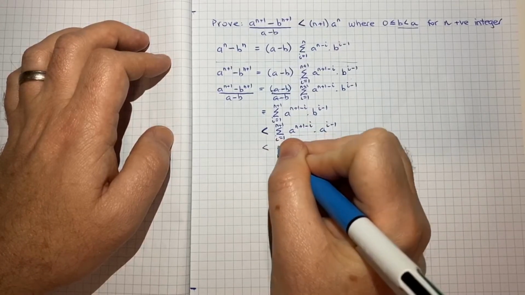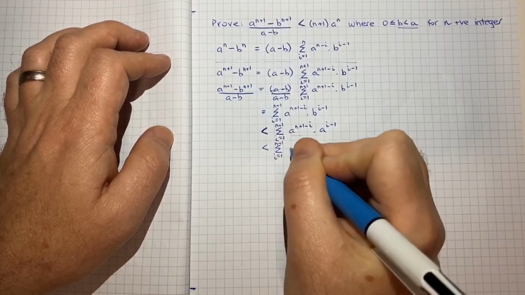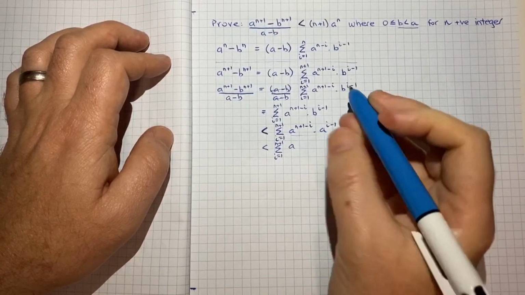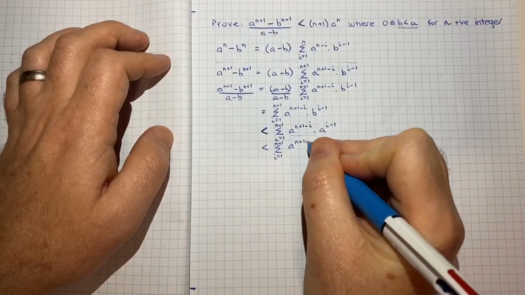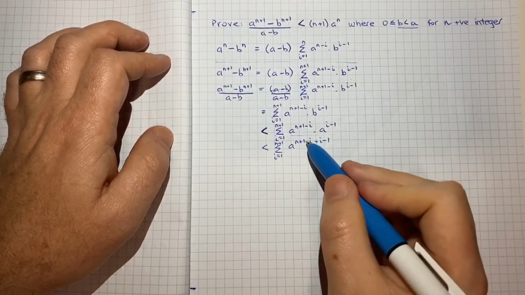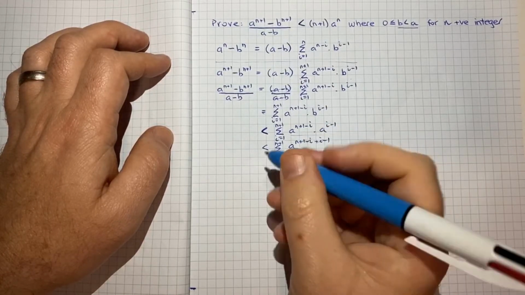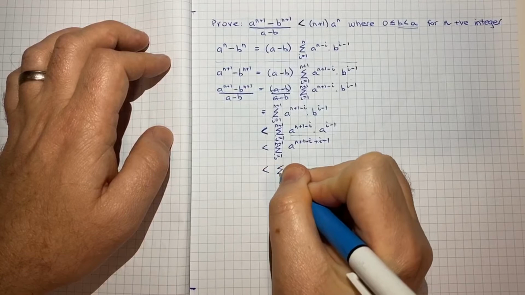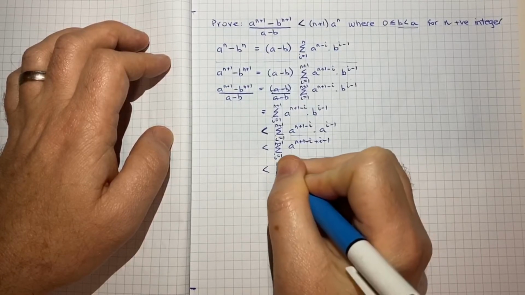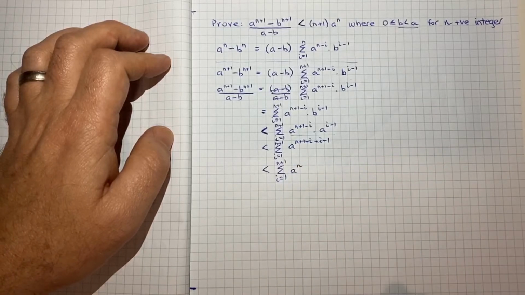which will be less than the total from i equals 1 to n plus 1 of a, and I can bring these powers together, n plus 1 minus i plus i minus 1. The two i's will cancel, the 1 minus 1 will cancel, and that leaves us with the sum of i equals 1 to n plus 1 of a to the n.